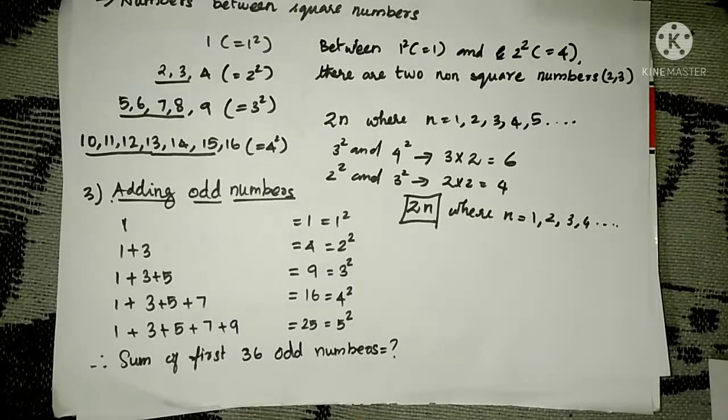So let me ask you a question: the sum of first 36 odd numbers, how do you find it? It's very easy. First 36 numbers, no? So we have to square that. 36 square, that will be the sum of all 36 odd numbers.